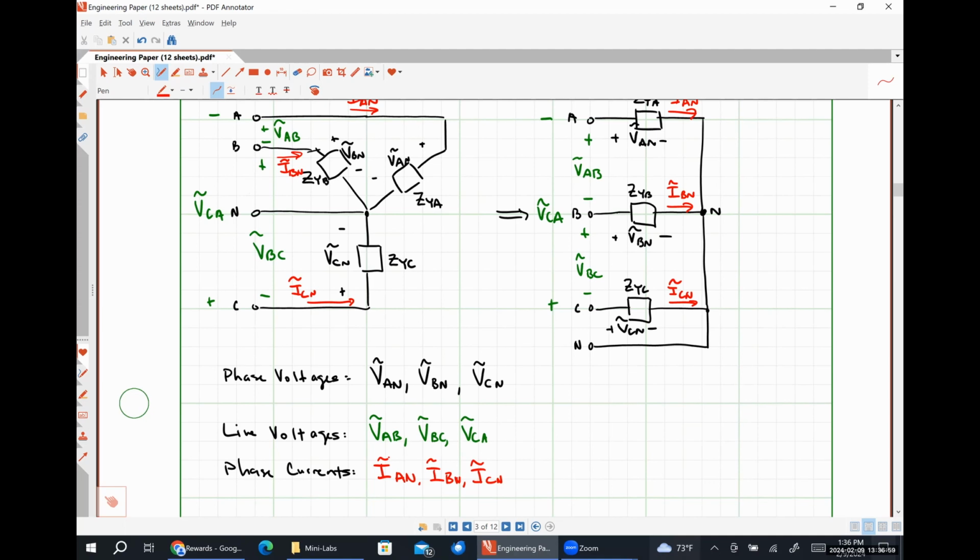Anybody have any questions about the Y connected load? The exact same thing as the Y connected source, except that it's flipped over to the other side of the system and all of our voltage sources were replaced with impedances. Isaiah, I think you were raising your hand.